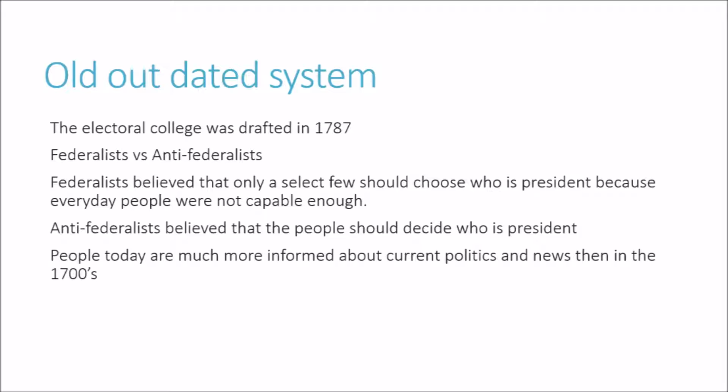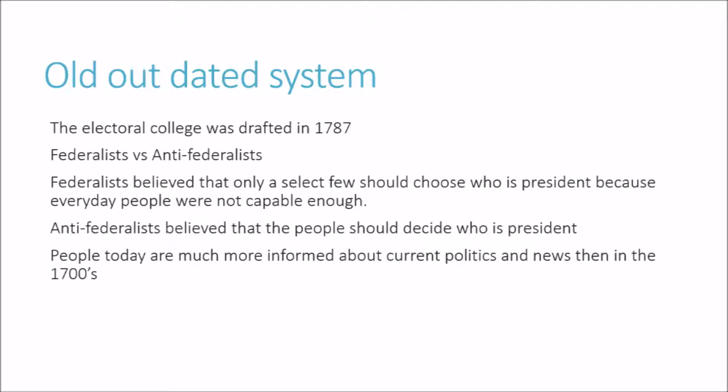Hamilton's position makes sense because at the time most people lived in rural places and were not able to access current and up-to-date news. Only a few people in communities could read or actually know what was truly happening, so why let these people decide who is president?